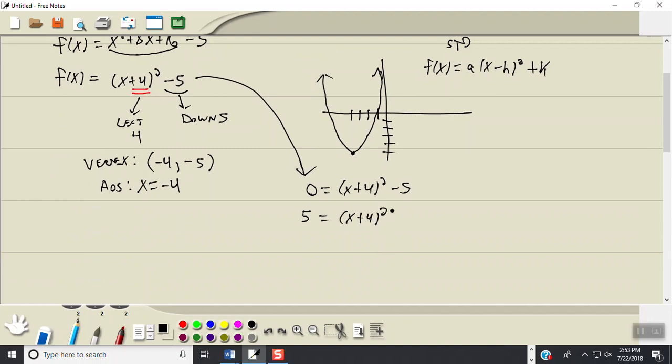Square root property says you drop your square and you put a plus or minus square root around the other side. And then I take the 4 over, it becomes negative 4 plus or minus square root of 5. So this would be negative 4 minus square root of 5 comma 0. And this would be negative 4 plus square root of 5 comma 0. And those would be my x-intercepts.